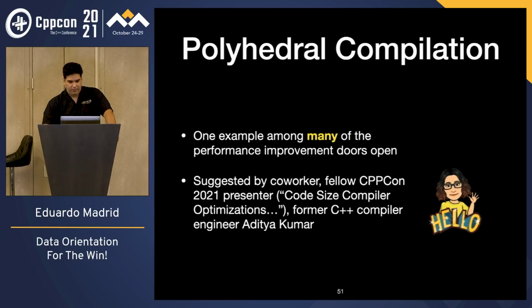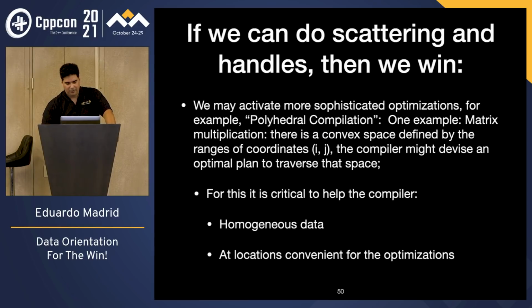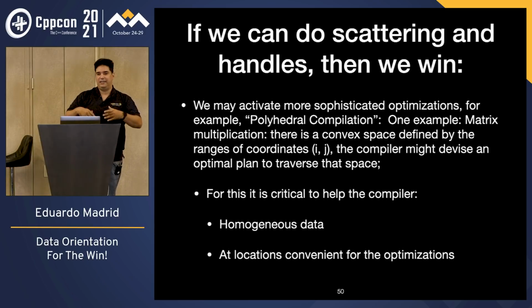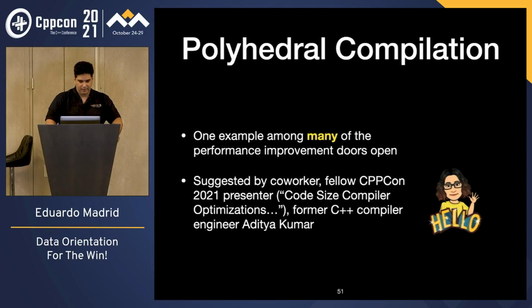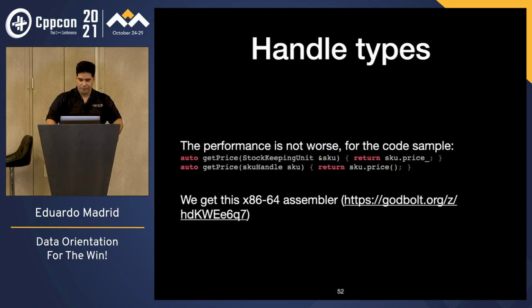I'm going to skip this. I have a coworker that is a great new coworker. He has worked improving Clang, and we were talking about polyhedral compilation, and this is relevant because changing the memory layout of the data might enable or not optimizations of that caliber. The name is Aditya Kumar. He presented yesterday, but let's keep going, okay?